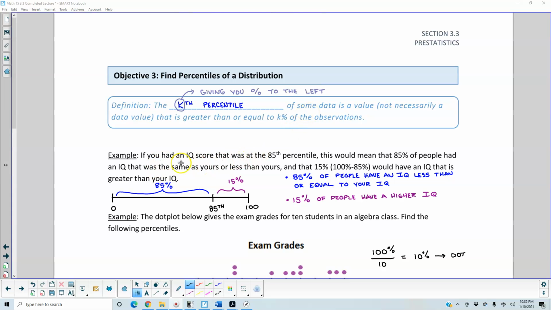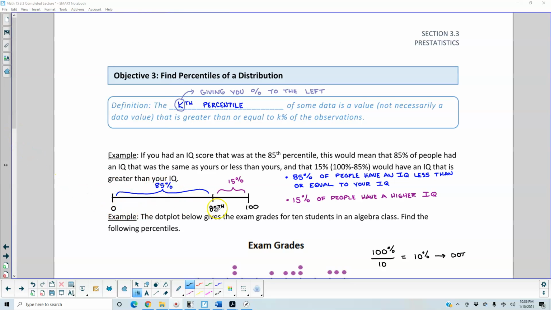For example, if you had an IQ score that was at the 85th percentile, this would mean that 85% of people had an IQ that was the same as yours or less than yours. And that 15%, and how we get 15% is 100 minus 85%, would have an IQ that is greater than your IQ. So let's take a look at this.